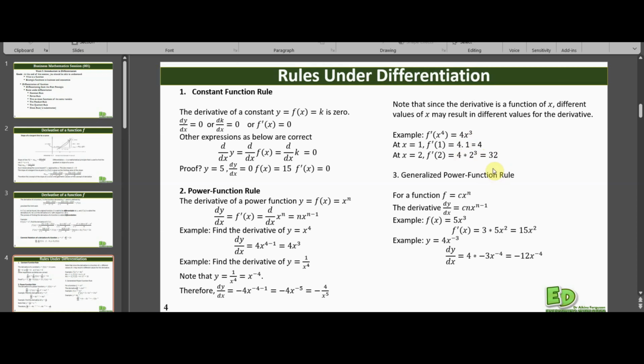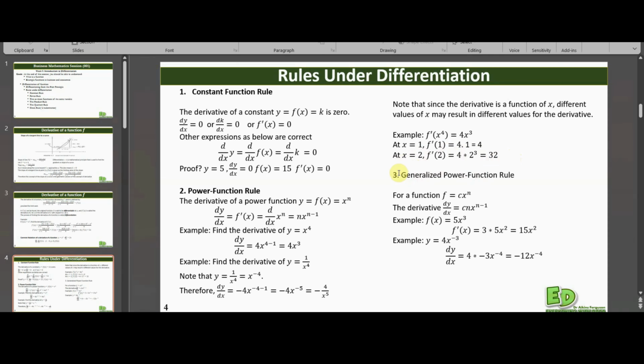So we note that the derivative of the function that we have here at different values of x resulted in different values for the derivative. At the point where x is equal to 1, we had the derivative to be 4. At the point where x was 2, the derivative of that function was a value of 32. Okay.